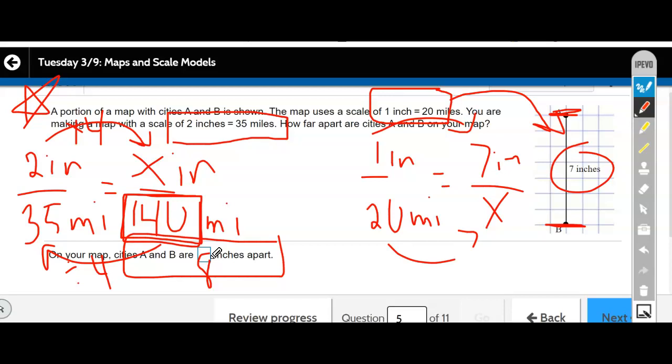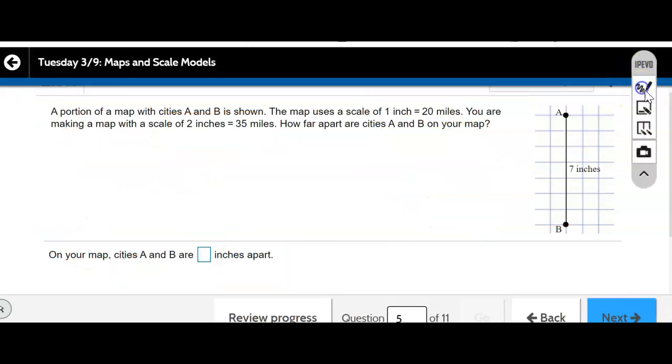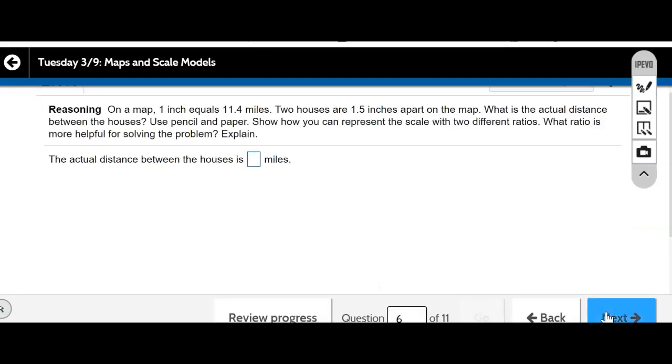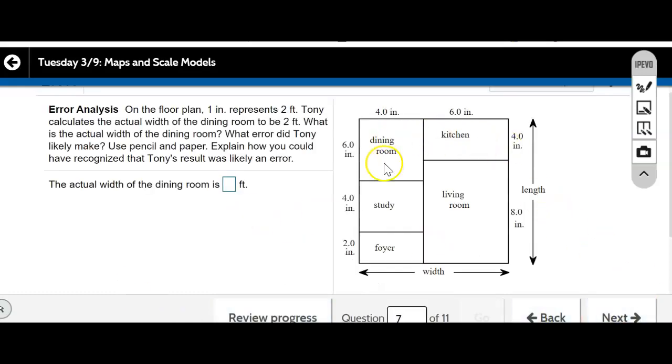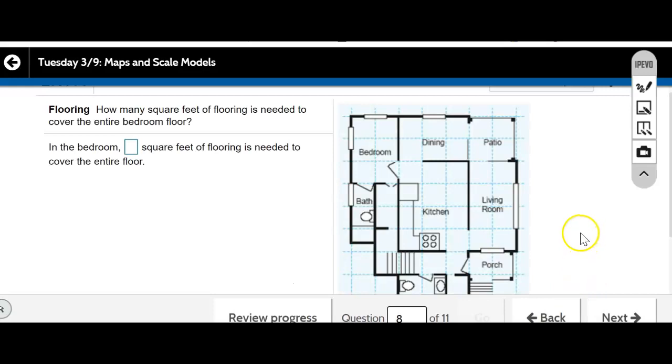That's a rough question, isn't it? Yes, I know. All right. So that is everything that we have on here. You got a map, tells you the distance in inches. You got to convert to miles. It's got some blueprints. Okay, 1 inch represents 2 feet, so that's your scale. They want you to figure out the width of the dining room and then figure out his error. So it's everything we've done so far.